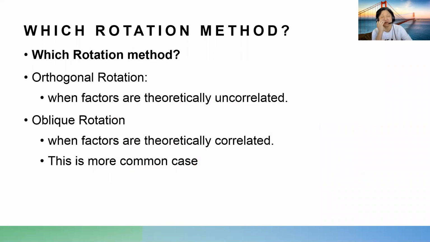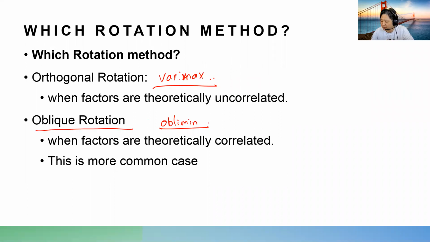So which rotation method should we use? Orthogonal rotation and oblique rotation. When factors are theoretically uncorrelated, you can use orthogonal rotation, which is called the Varimax approach. But when factors are theoretically correlated, we use the oblique rotation method. This is a more realistic case, right? Because in many cases, factors are related somewhat, so we use the oblique rotation method.